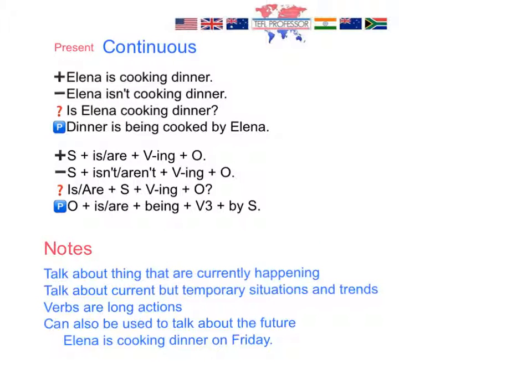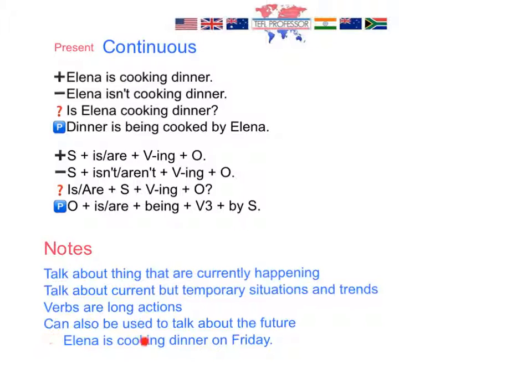Looking at present continuous now, it's talking about things that are currently happening, current situations, sometimes temporary, and oftentimes like trends. Usually these are long actions. You can't have a very short action spoken about in the present continuous. Not he is dropping his pen. That's something that happens almost instantaneously, so we wouldn't use it in the present continuous.